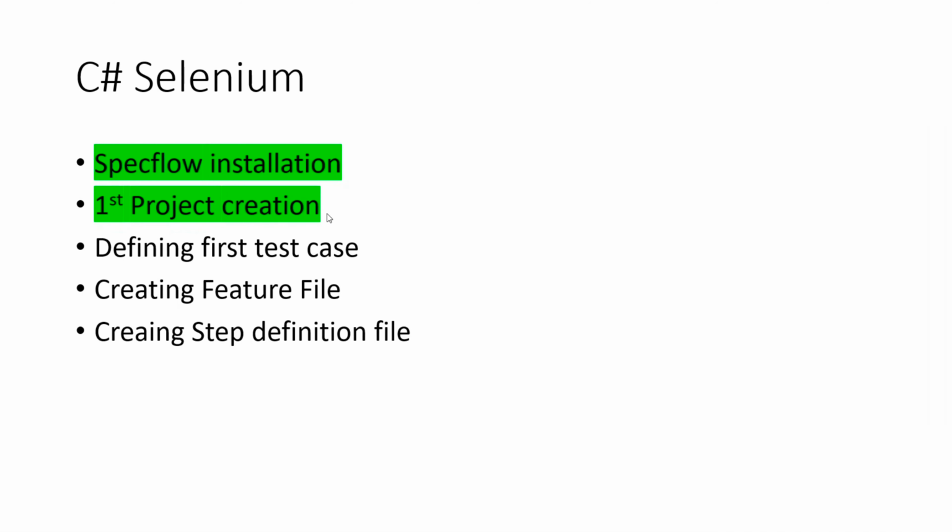Now we have done the first two steps, which is installation of SpecFlow in Visual Studio and creating the first SpecFlow project along with the project structure. The next logical step is defining our first test case and creating a feature file for the same and the step definition file for the same. Now what is a feature file and step definition file? We'll see while we do that practically. So let's go to our Visual Studio project.